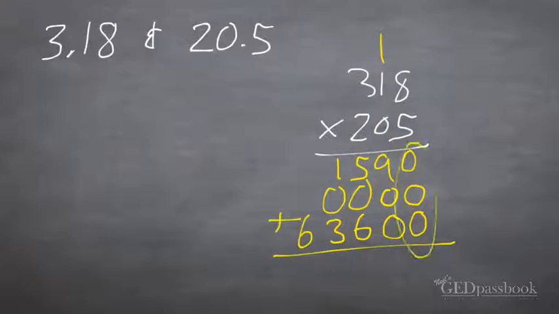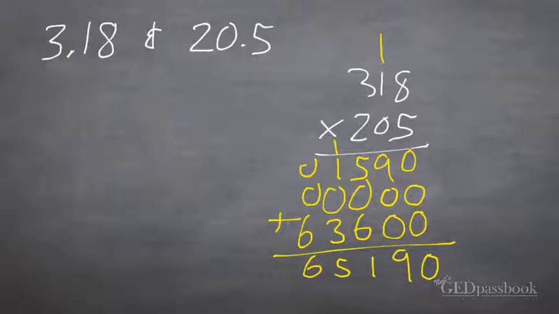Add everything. What is 0 plus 0 plus 0? What's 9 plus 0 plus 0? What's 5 plus 6? What's 1 plus 1 plus 3? What's 6 plus 0 plus 0? Cool, 65,190. It needs a decimal.